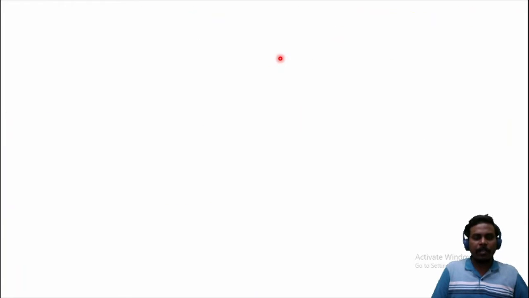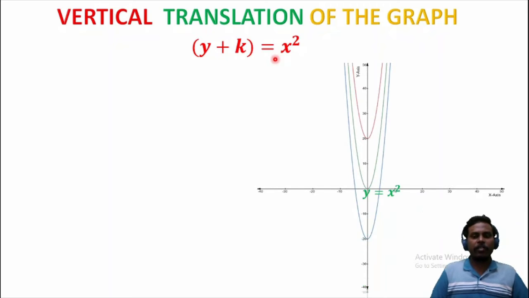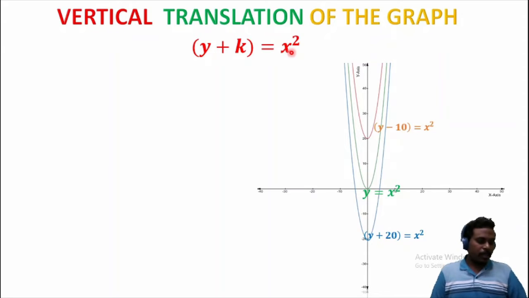Now we'll do one more modification, that is vertical translation of the graph. So what is the modification? I have done it here. In place of y, I have written y plus k, and for x square I did not do anything. We'll see what is happening here.